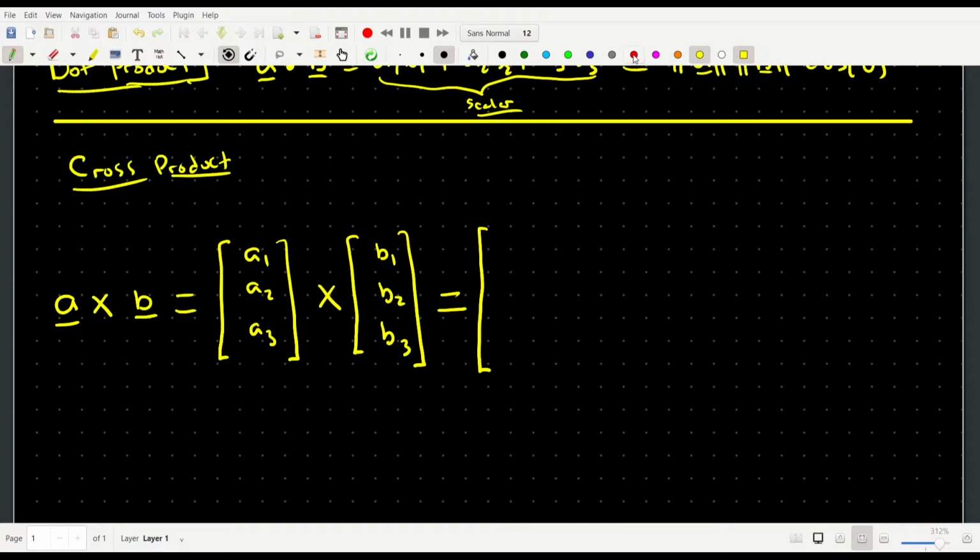Specifically, the way that we compute this is that for the first component, cross off the first row, A1, B1, and then we multiply diagonally A2 by B3 and A3 by B2. And then we subtract these. So it's going to be A2 B3 minus A3 B2. That's how we compute the first component of the cross product.